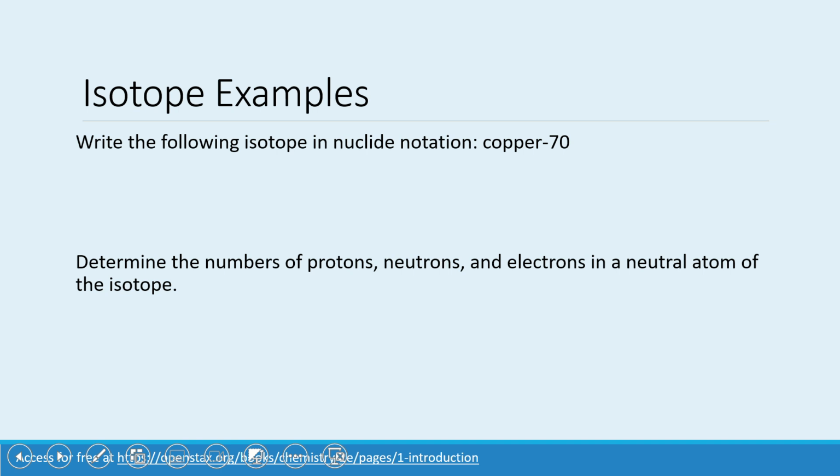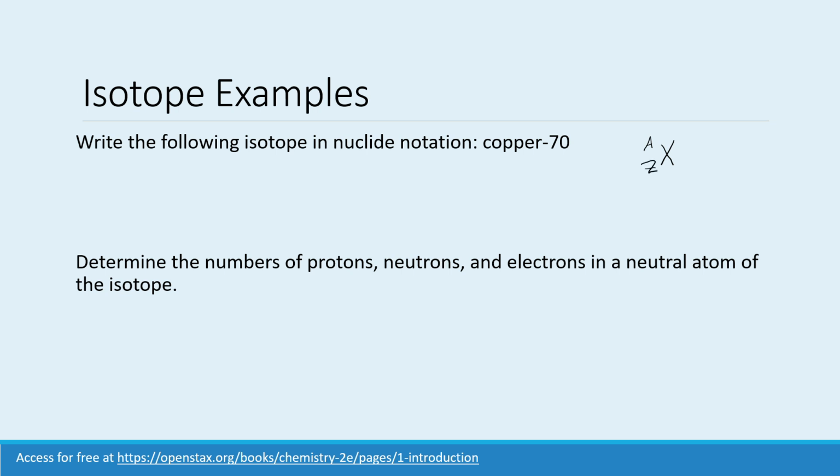Okay. So let's try some quick isotope examples. Again, this is hopefully review from Gen Chem 1, but write the following isotope in nuclide notation. And so remember, that is where you have the elemental symbol, and then in the top left you have the mass number, and then in the bottom left you've got the atomic number.